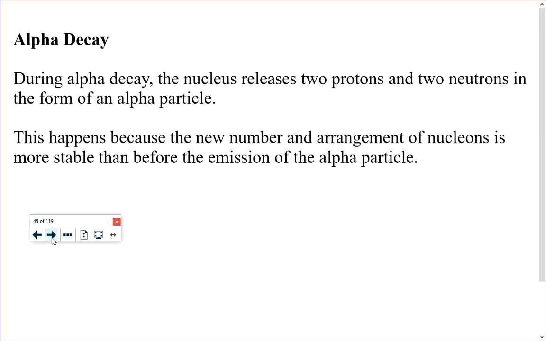And they are kicked out in the form of an alpha particle. Why? The answer to why this happens is the answer to why anything in the universe happens on its own: because it becomes more stable. Why does water flow downhill?